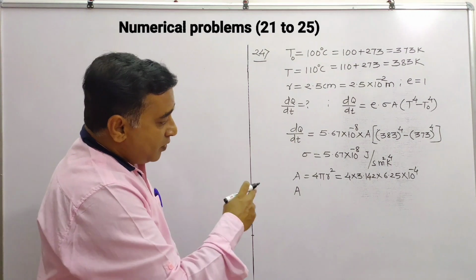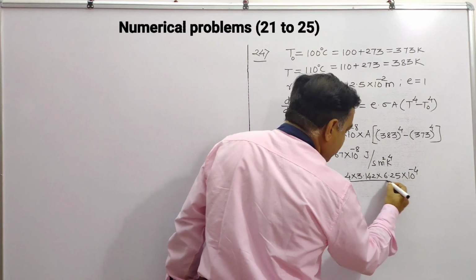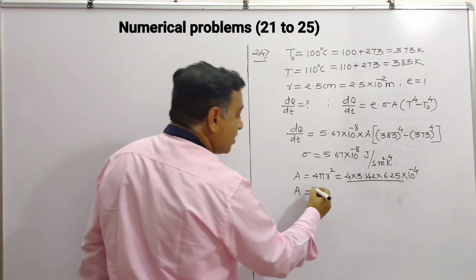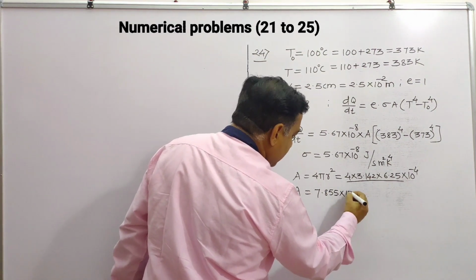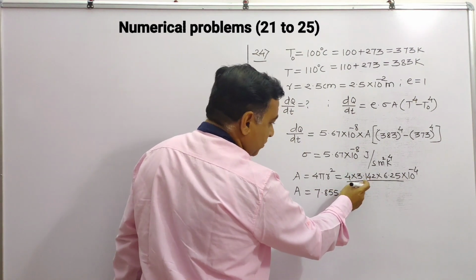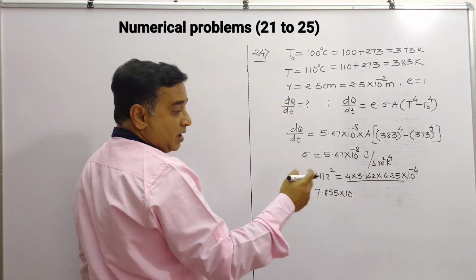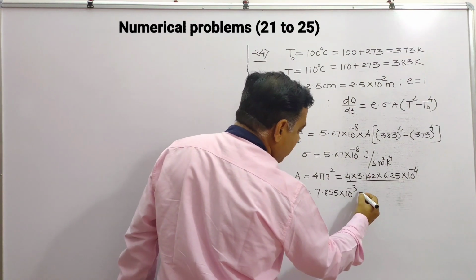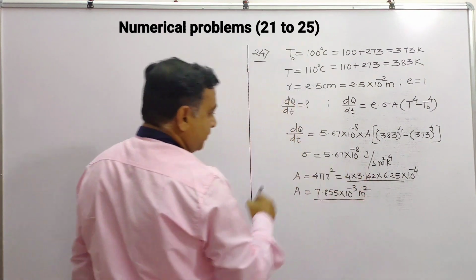See, here it is 4 into 3.142 into 6.25, the multiplication we are going to take. After multiplying 4 into 3.142 into 6.25, our answer for the area comes out to be 7.855 into 10 raised to power minus 3 meter square. This is the answer for the area A.